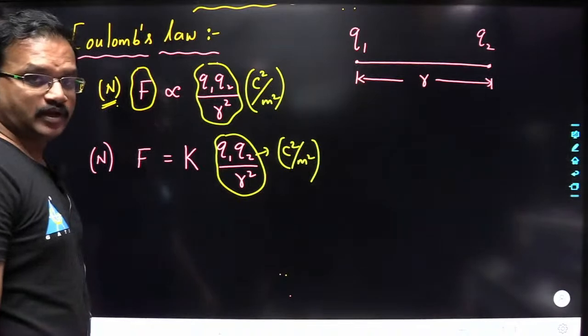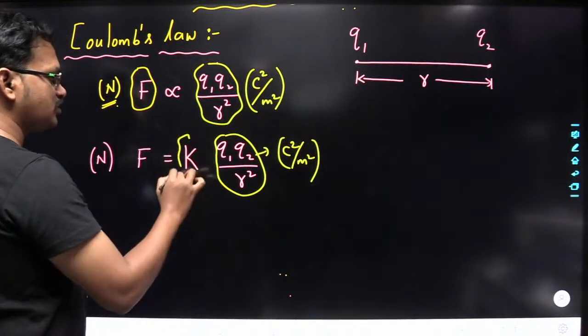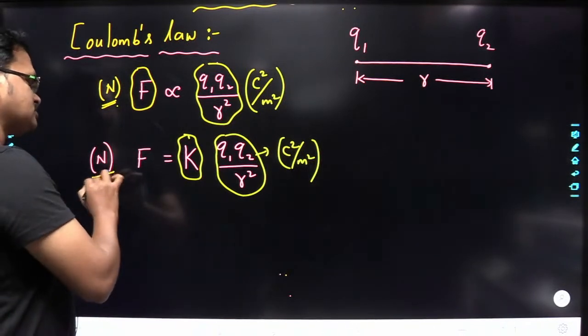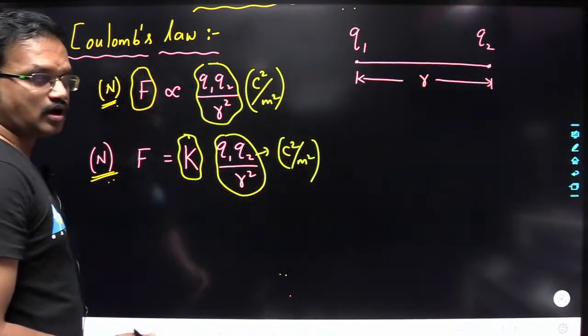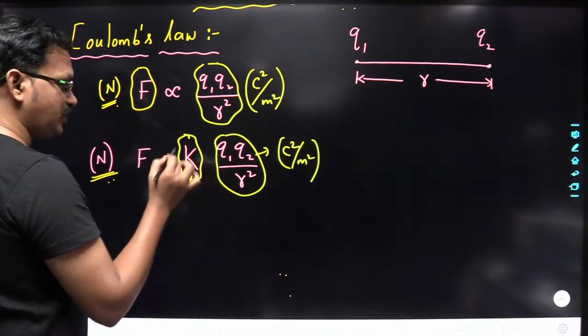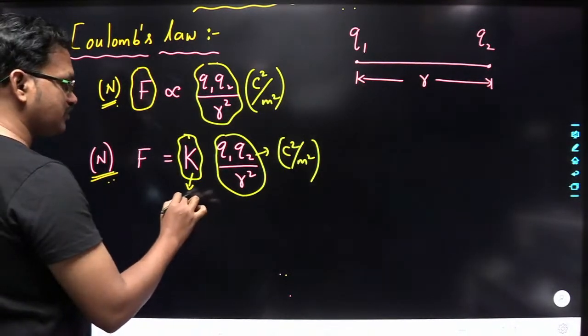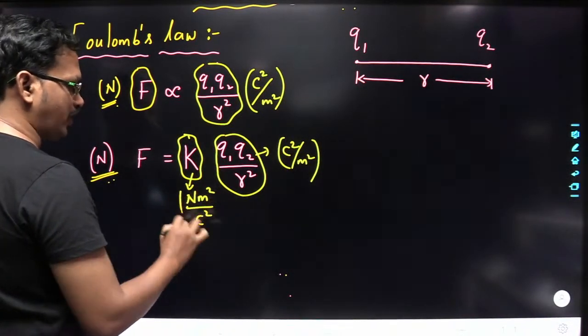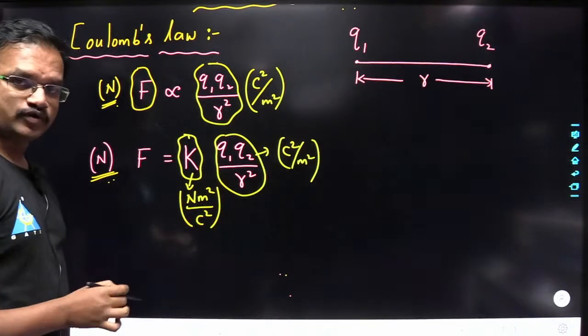Coulomb square per meter square. Now, what must be the units of this proportionality constant here, such that the units on the LHS must be the same as the units on the RHS? The units of the proportionality constant must be Newton meter square per Coulomb square.